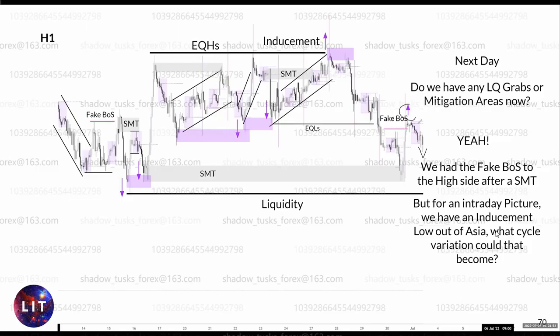Again, we want to trade away from this fake break of structure. And obviously now this becomes very obvious equal lows in here also. And we have our major liquidity down there. But obviously we want to trade away from this one now, right? But our inducement is low. So what cycle variation could that become? If again our inducement happens here, and then inducement low. What is this? What is this? It could be the retail heaven.